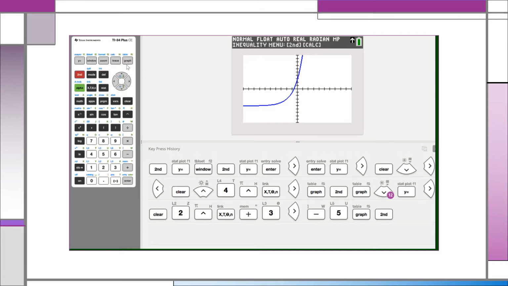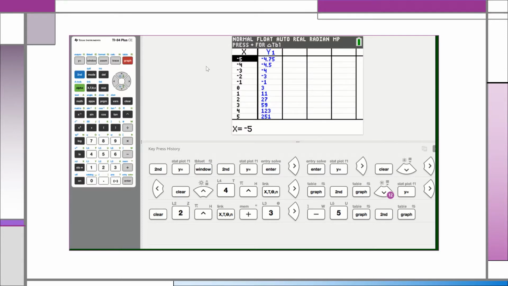Let's just take a quick look at the table just for fun. Let's see when x is equal to negative 5, y is equal to negative 4.75. Let's go down and see what's happening as we get more and more negative, to see if we're ever reaching negative 5. See, I keep getting closer and closer to negative 5. At negative 14, it says it's negative 5, and then it stays there. All right, so my range then could be greater than or equal to negative 5.